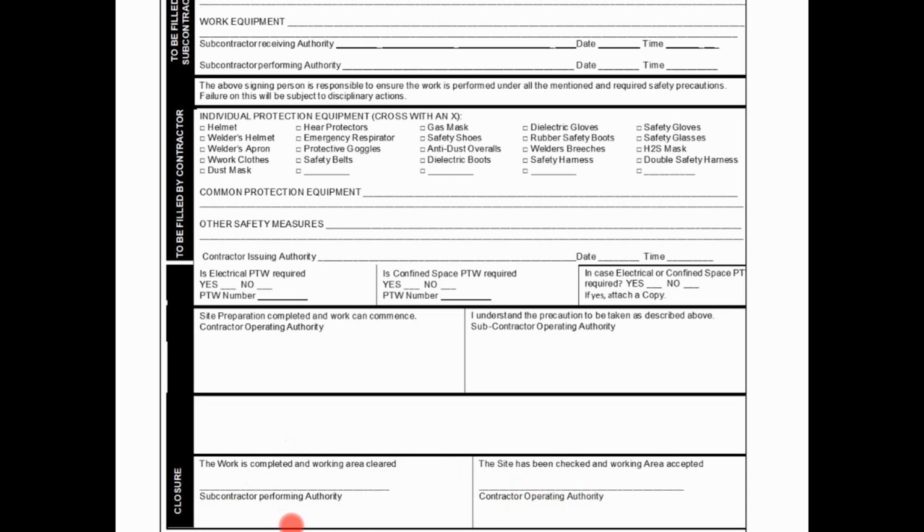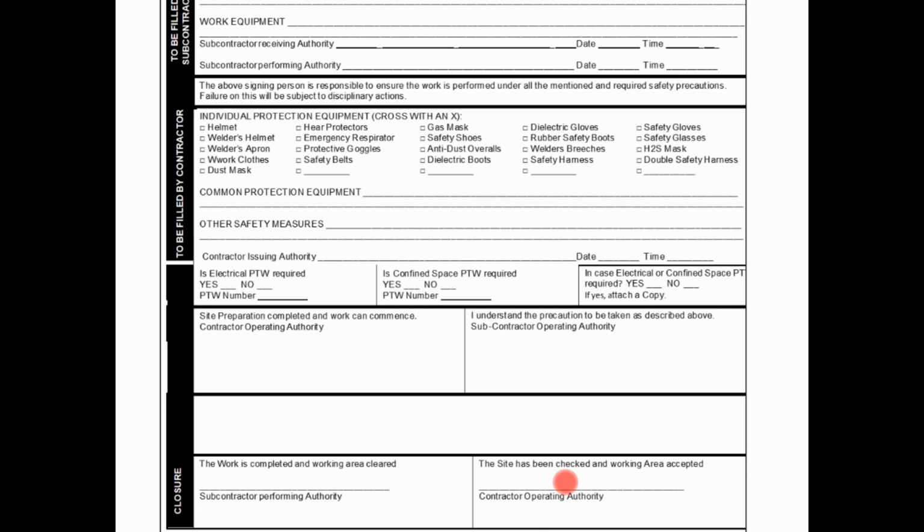So if the subcontractor is saying that the work is completed and the working area is safe now, that should be checked by the contractor, and if in case any deficiency or loophole is there, then that point should be cleared by the subcontractor, and the guidelines or the direction should be given by the contractor itself.